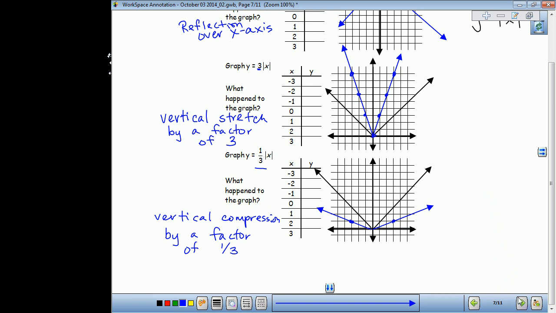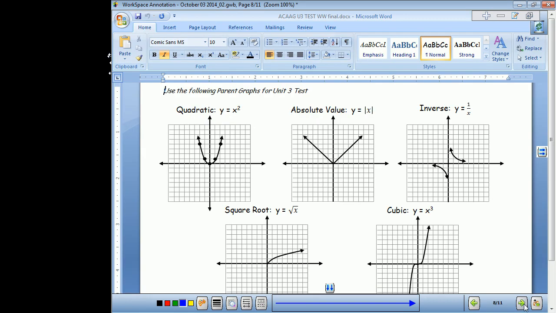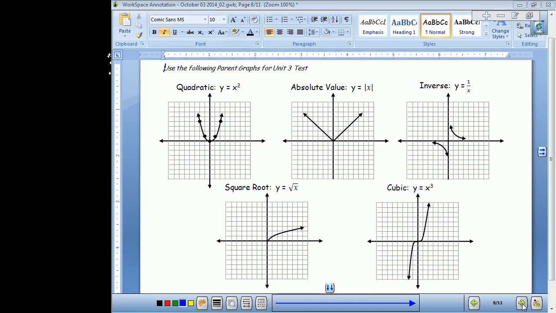Alright, the next page is full of some tries for you. Here are the parent graphs we're going to be working with. I'm going to go ahead and give you a copy of this. This is exactly what it looks like on your test. This will be at the top of your test too. So I told you, you do not have to learn these graphs. I'm going to give you a picture of them. Here they are. And it says, use the following parent graphs for the Unit 3 test. Cut straight off the test.